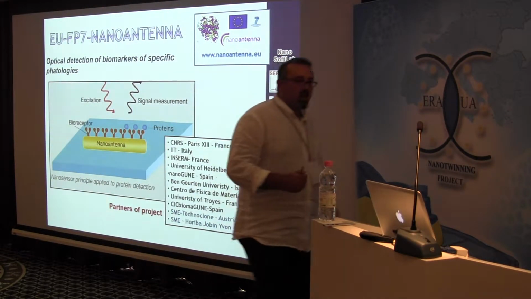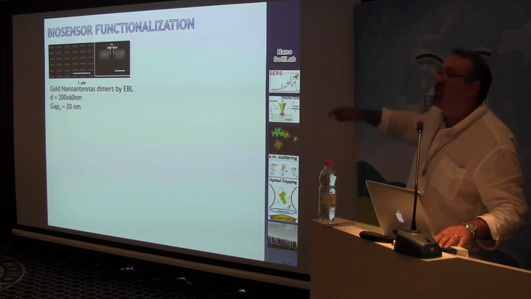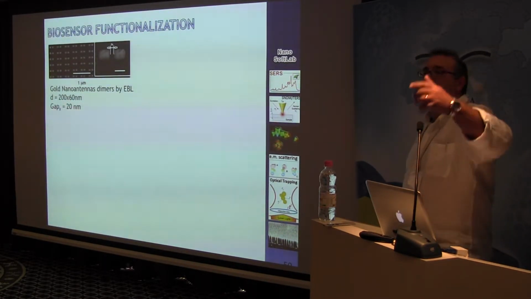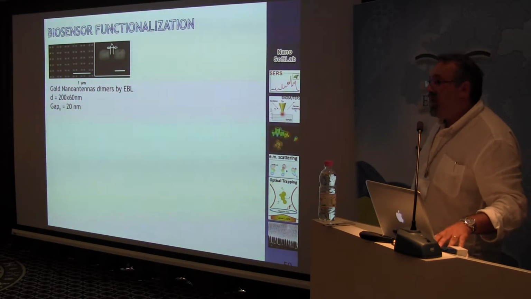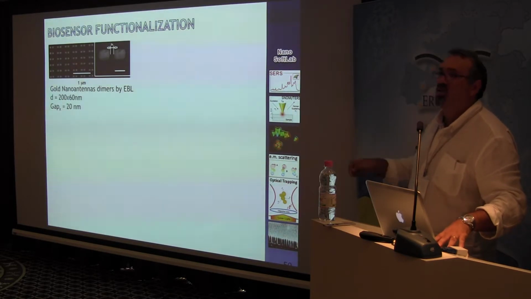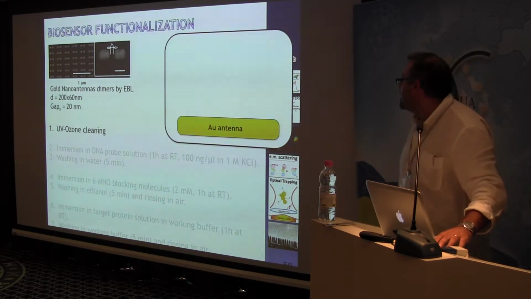SERS. To do this, we have tried these near-field coupled nanoantennas that, as I discussed before, provide maximum enhancement, working at 785 nm, which provides the smallest background. And okay, the procedure is basically like this.